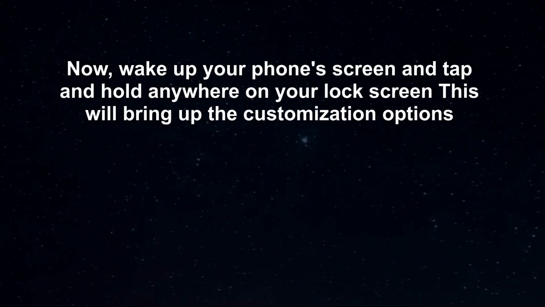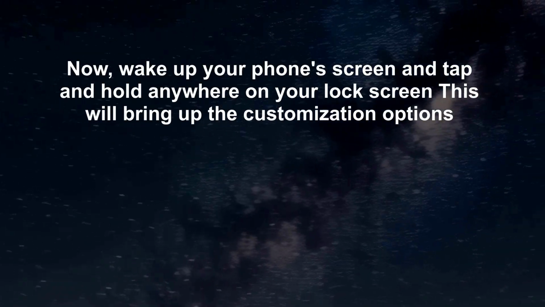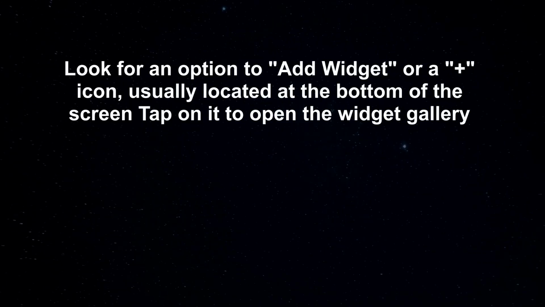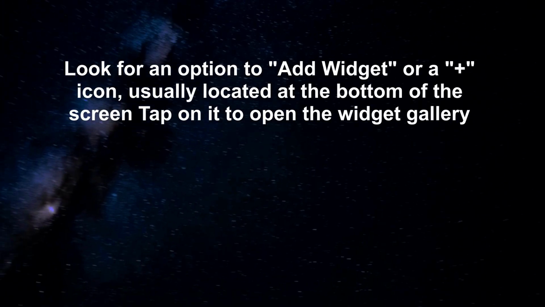Now, wake up your phone screen and tap and hold anywhere on your lock screen. This will bring up the customization options. Look for an option to add widget or a plus icon, usually located at the bottom of the screen. Tap on it to open the widget gallery.